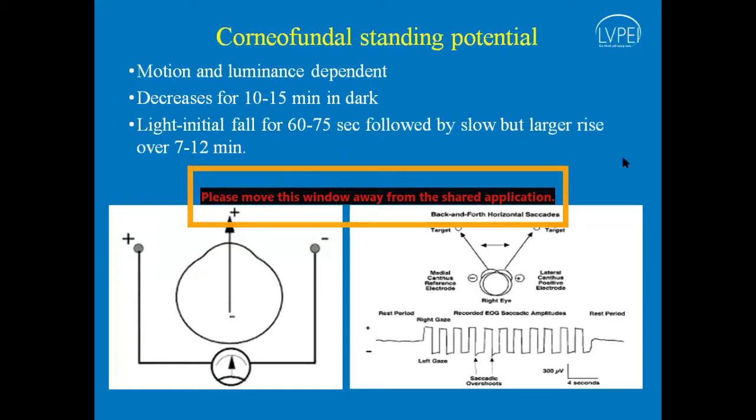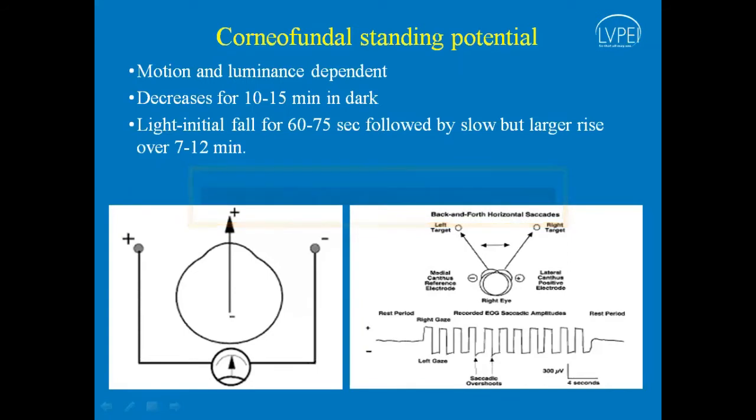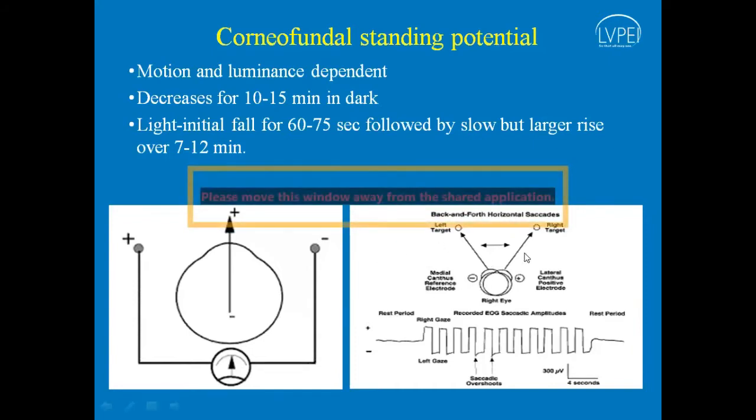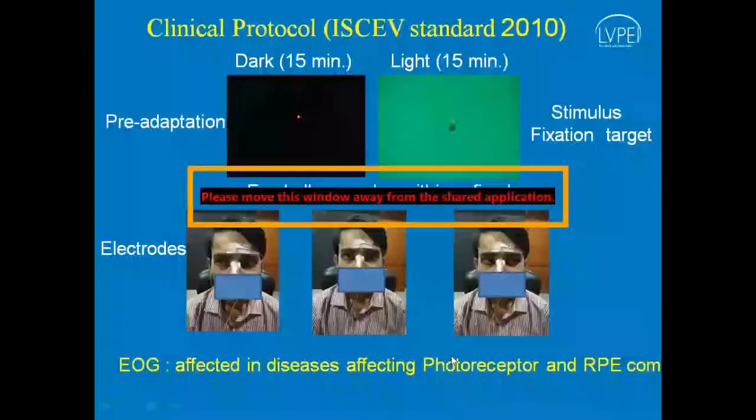So this is the pictorial representation of the eye as a dipole, and if we keep the electrodes at the medial and outer and inner canthi of the eye, when the eyeball moves, we get a series of waves, square waves like this. So a square top and a bottom. This is how the subject is tested.